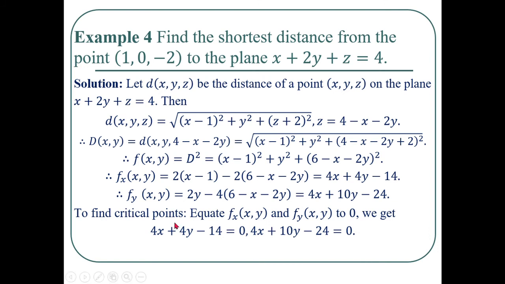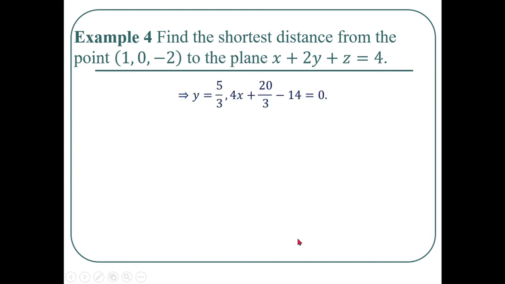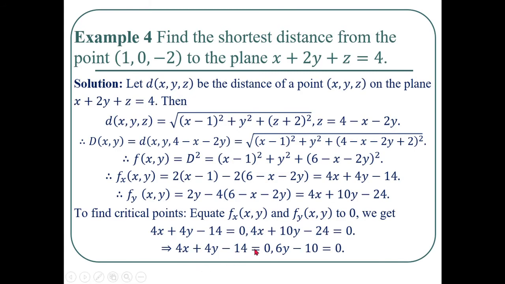When we solve these equations simultaneously, after subtracting the second equation from the first, 4x minus 4x cancelled, 4y minus 10y will be minus 6y, minus 14 plus 24 will be plus 10. So minus 6y is equal to minus 10, y is equal to 10 by 6, or 5 by 3. Okay, by replacing in the first equation, 4x plus 4y minus 14 is equal to 0.